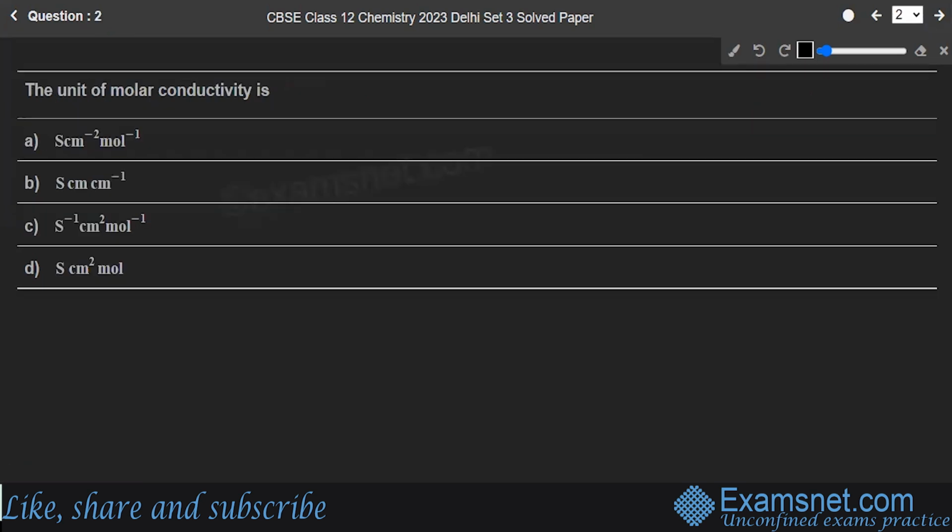Hope you got that. Next is question number 2. The unit of molar conductivity is. The molar conductivity unit out of these options is option B. It is given by S meter square per mole. Option B is the right answer.